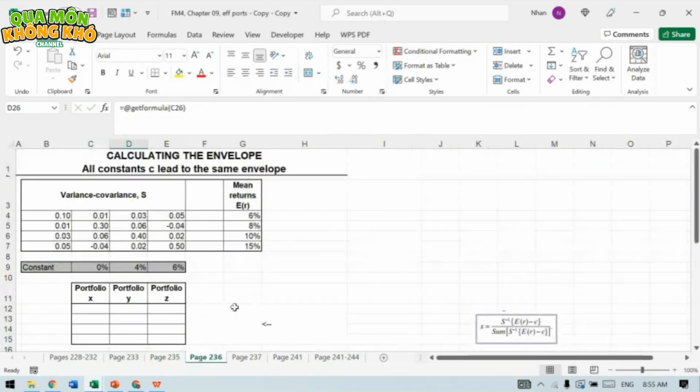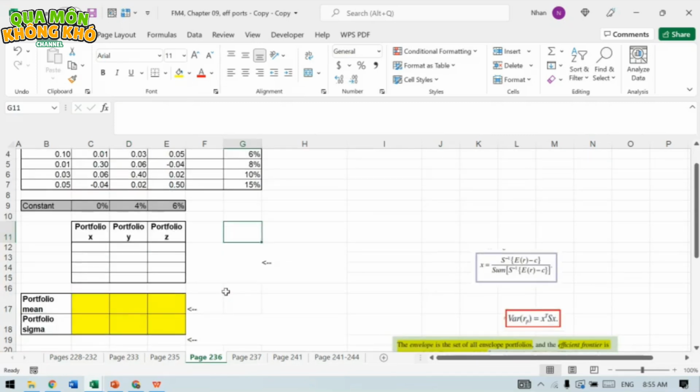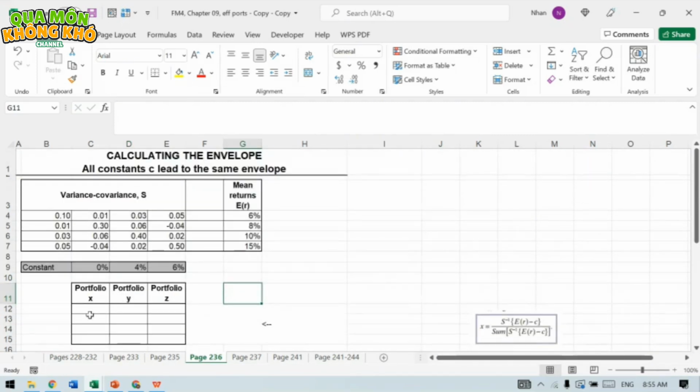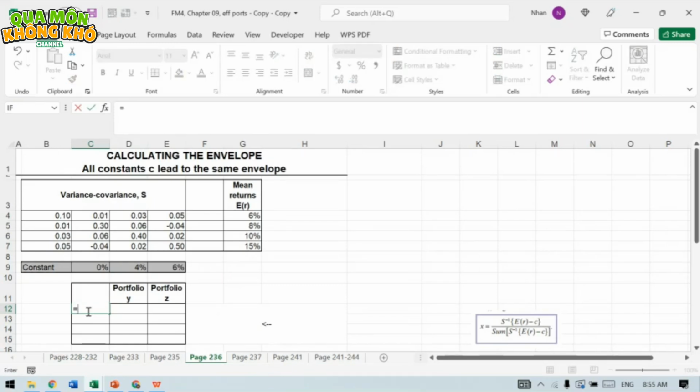So for the third note of the optimization procedure, first is that a different constant leads to the same envelope. So let's see how it can stay like that. For the portfolio, I will calculate again the envelope portfolio by using one-step calculation.